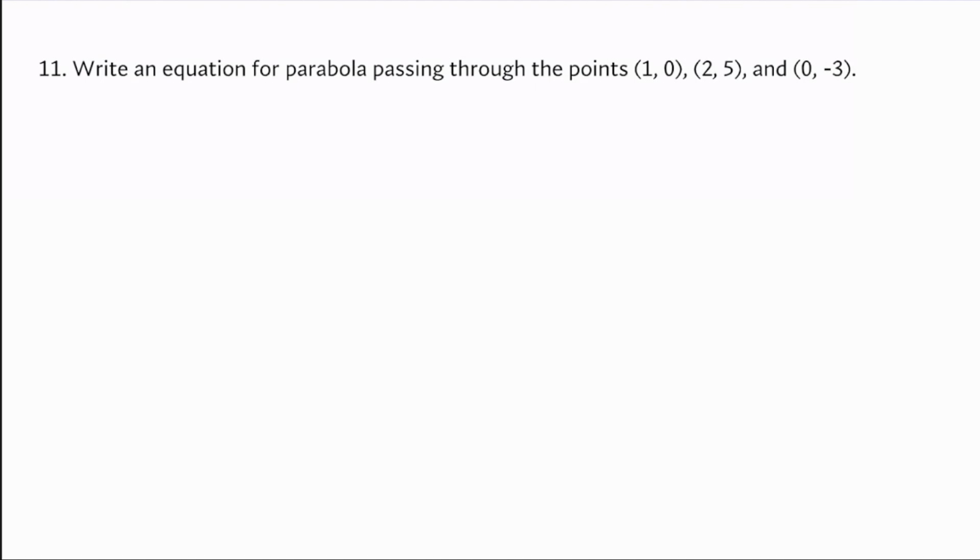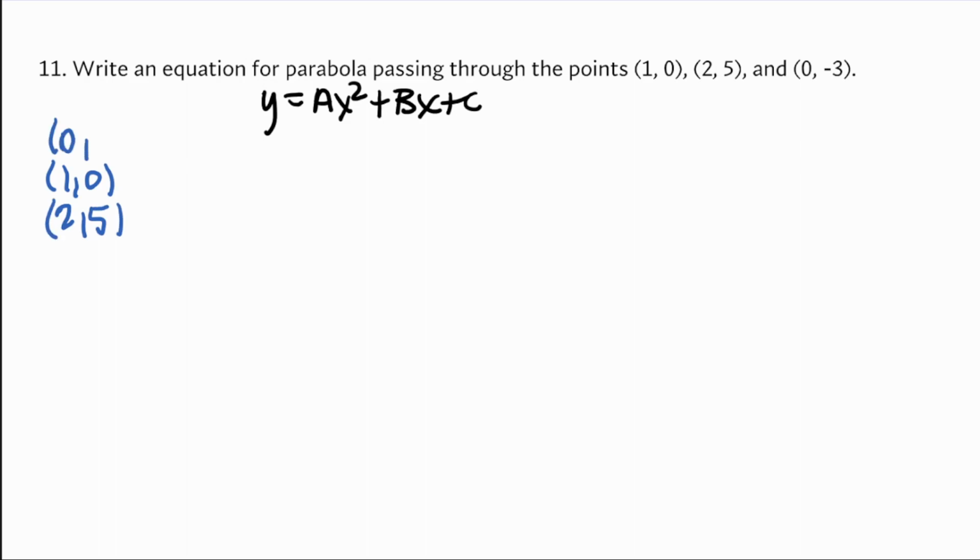All right. Three points defining a parabola. So it's going to be y equals ax squared plus bx plus c. We've got 1, 0, 2, 5, and 0, negative 3. I can see that that's going to be the y-intercept, and I know that's going to give me the value of c, so I'm just going to use that one first.